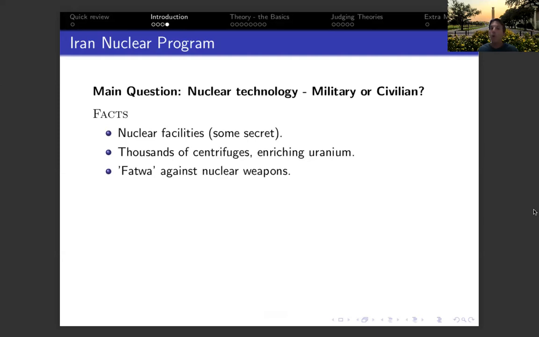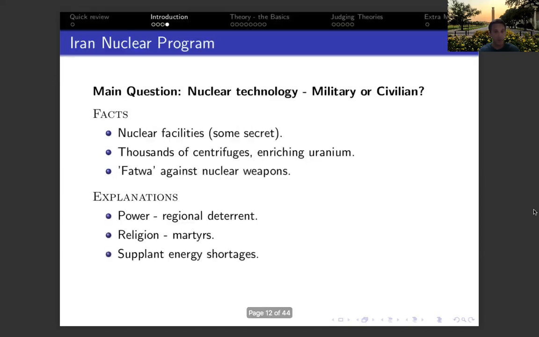At the same time, we also know that the Iranian religious leader has declared a fatwa. A fatwa is a religious decree which rejects the use of nuclear weapons. So that's another fact that we are familiar with. Now, based on these facts, we can also think about some potential explanations, some potential theories to explain the question: why does Iran develop nuclear technology?